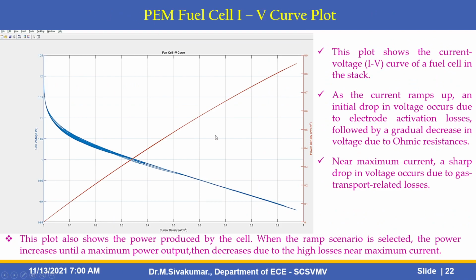This plot shows the current versus voltage curve of a fuel cell in the stack. As the current ramps, an initial drop in voltage occurs due to the electrode activation losses, followed by a gradual decrease in voltage due to ohmic resistance. Here, near maximum current, a sharp drop in voltage occurs due to gas transport related losses. This plot also shows the power produced by the cell, and when the ramp scenario is selected, the power increases until a maximum power output, then decreases due to high losses near maximum current.